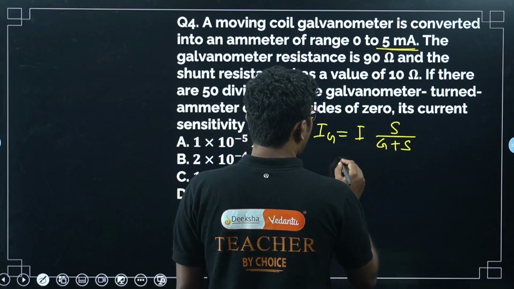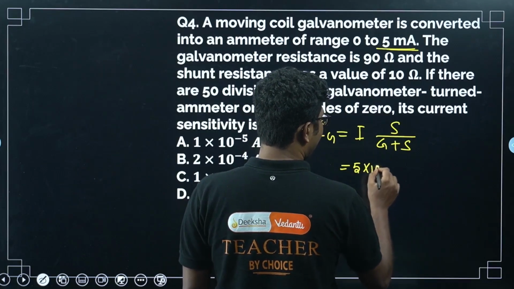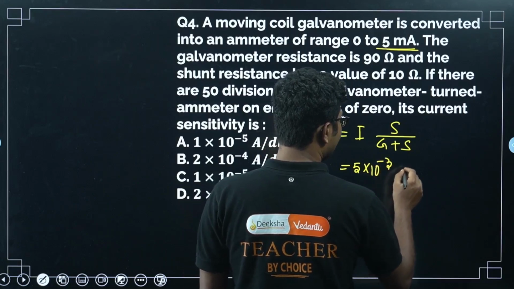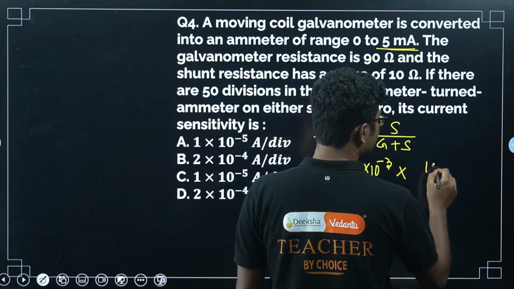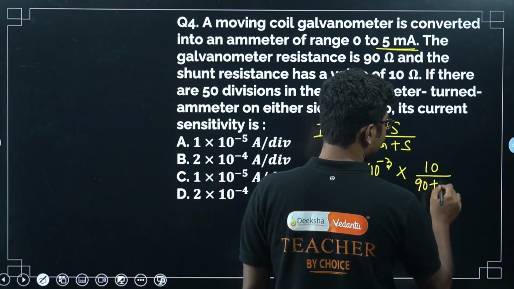Now I is given as 5 milliampere, right? 5 milliampere means 5 times 10 to the power of minus 3. S, the shunt resistance, is 10 ohms, and the galvanometer resistance is 90 ohms.